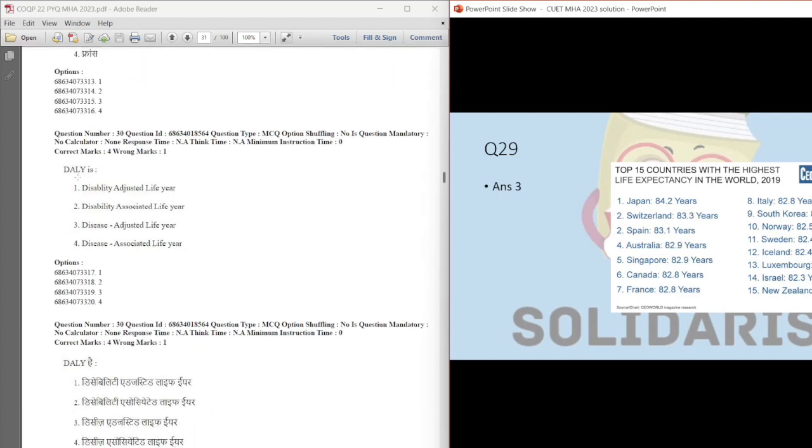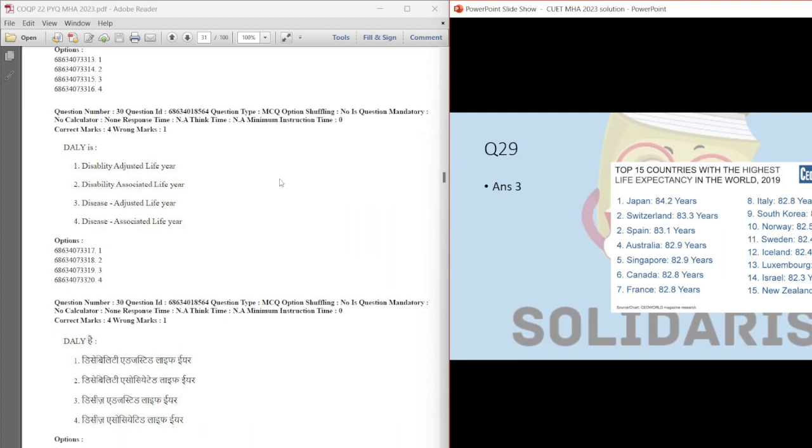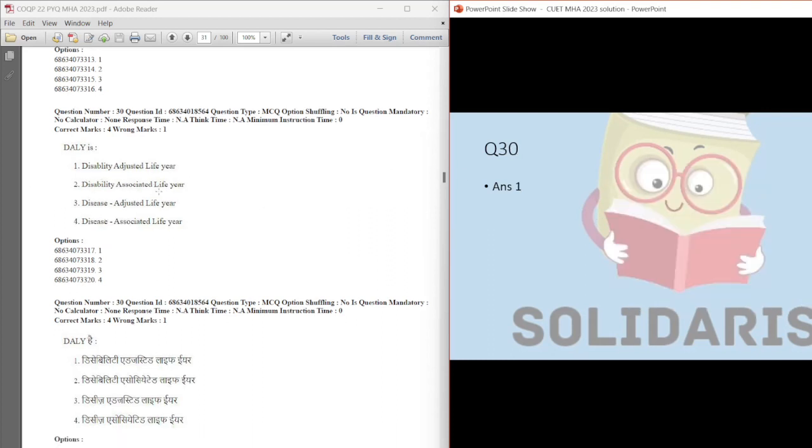Then the next question is an easy one. DALY. They have asked just the full form. Disability adjusted life year. Option number 1 is the answer. You just remember these full forms. Just remember DALY is used in calculating the disease burden.